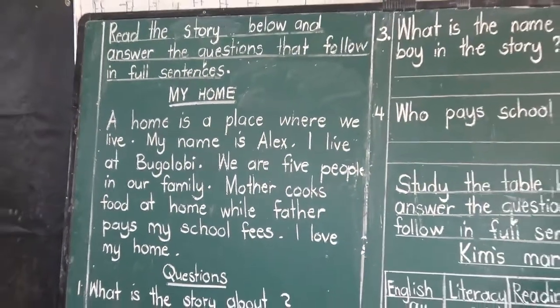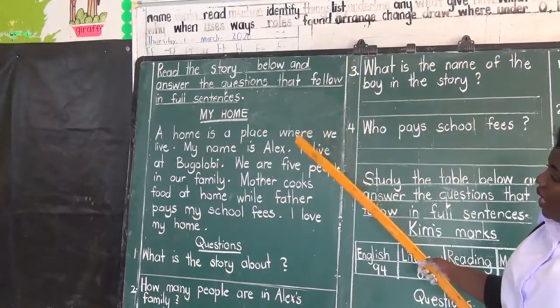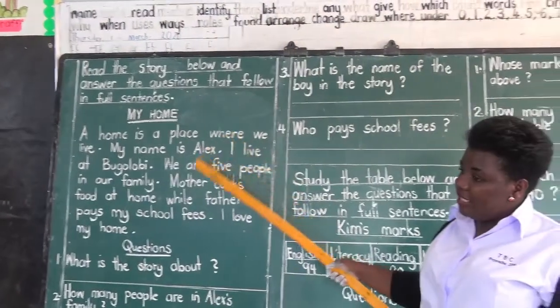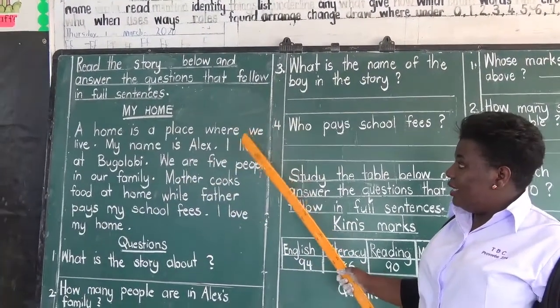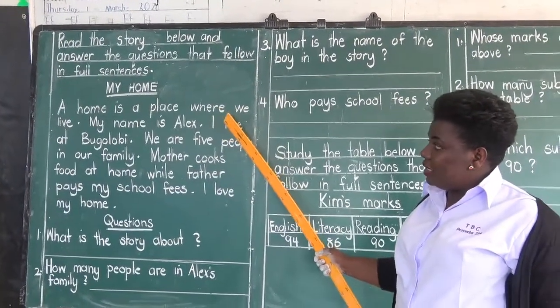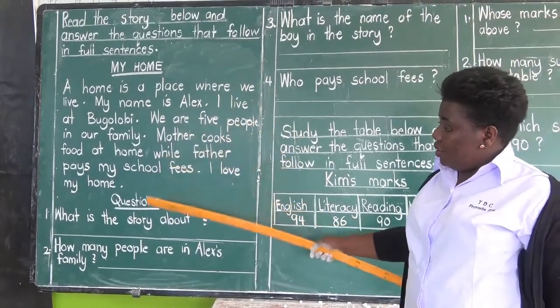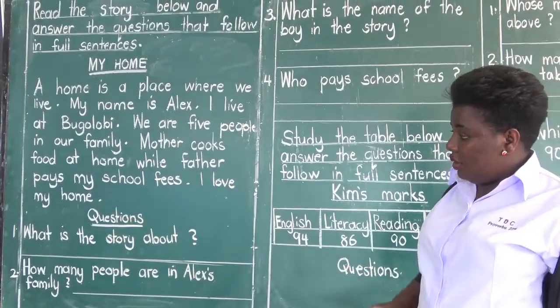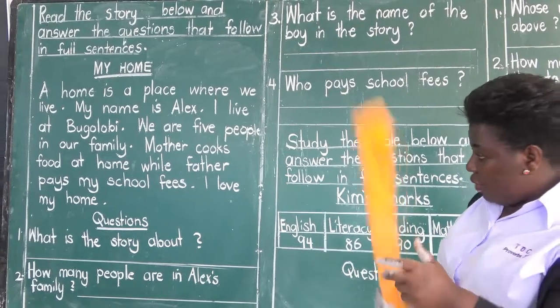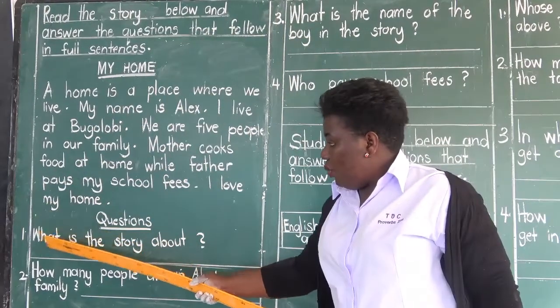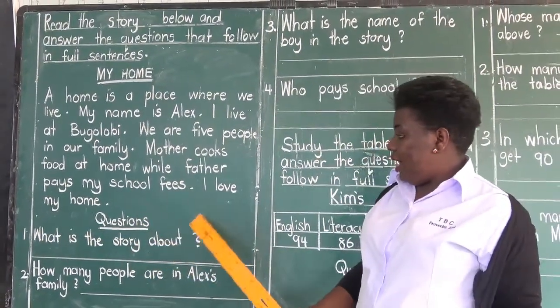So, like I told you last time, we always advise you to read more than one time so that you can read and understand the written text. You can read and understand the story. So here we are on the questions. The first question says, what is the story about?